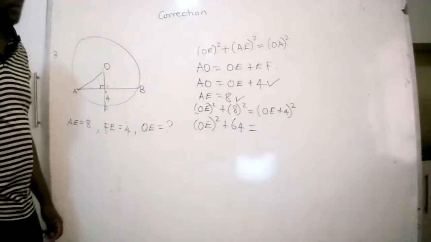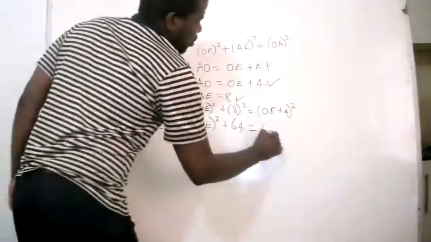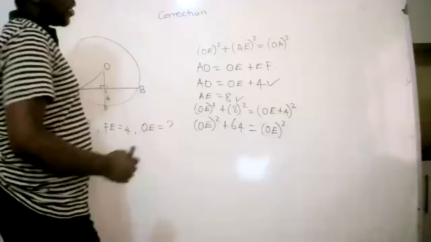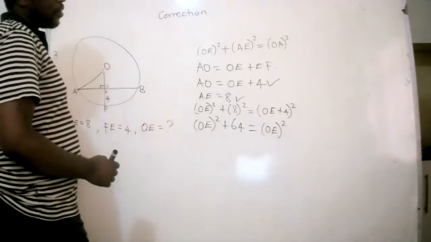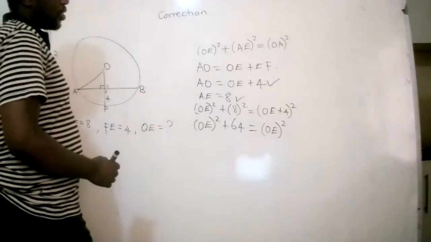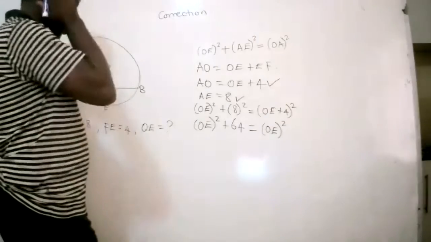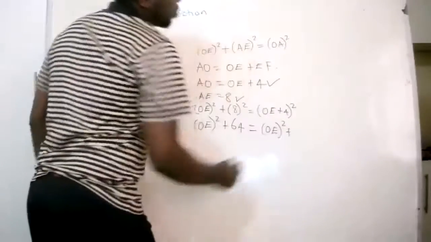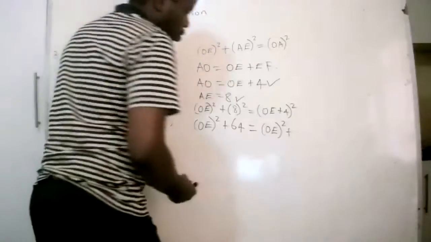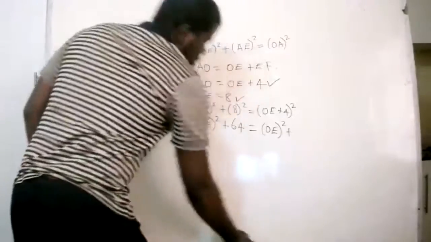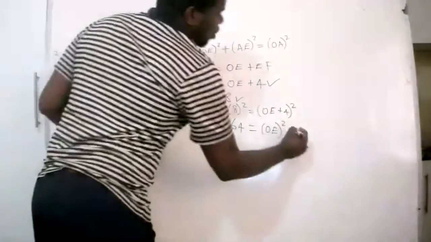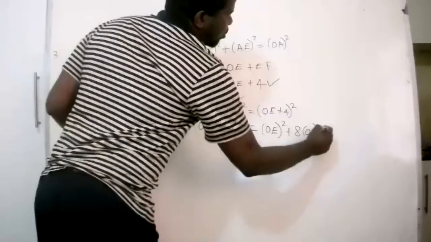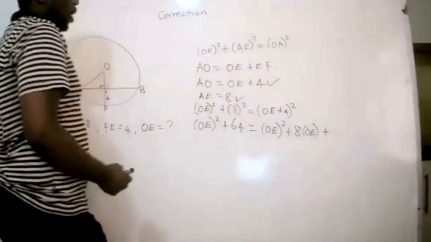I think we're going to write OE plus 4, OE squared, right? Yes. And then it's OE plus 8, plus 8 OE, right? And then plus what? Yes.